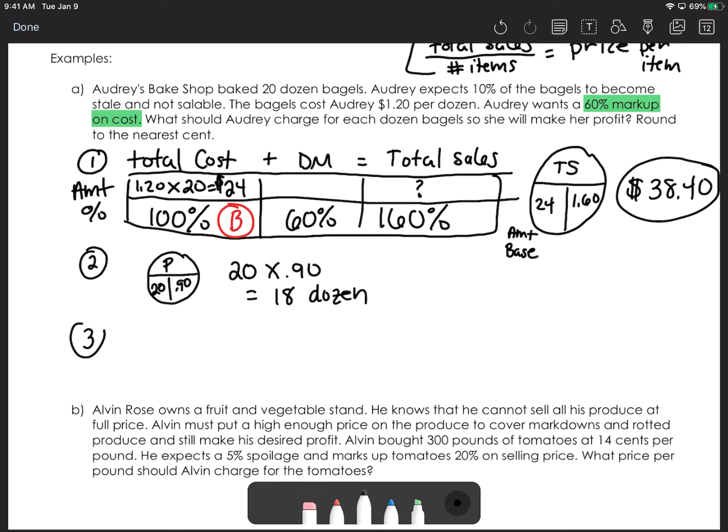So the last step is to take the total sales, which we figured out in number 1, which was $38.40, and she thinks she's going to be able to sell 18 dozen. So I'm going to take 38.40 and divide it by 18, and I'm going to get $2.13 per dozen. So this is what she should charge for each dozen of bagels.